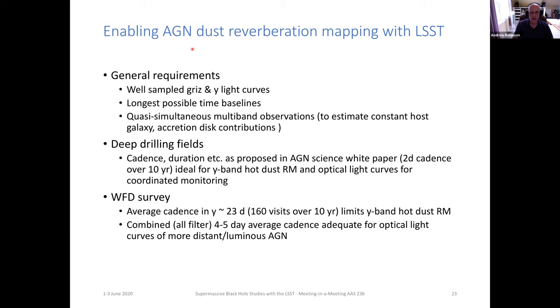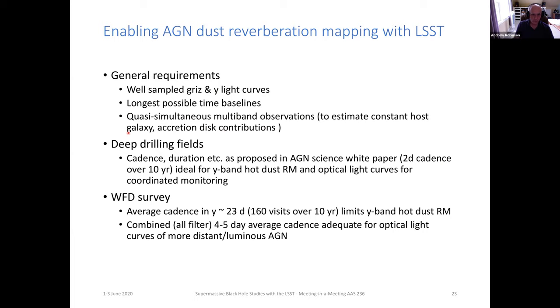So we were asked to talk about metrics. So broadly speaking, what you would require to do just reverberation mapping is pretty similar to what you need to do photometric broadline reverberation mapping or in general other kinds of light curve studies that have been discussed over the last few days. So broadly speaking, we want well-sampled optical and wideband light curves, but really important for this is the longest possible baselines, even more important than for the broadline region, because the dust lags, at least from what we know in the K-band, are typically 4 to 5 times the lags that you get from H-beta in the broadline region.